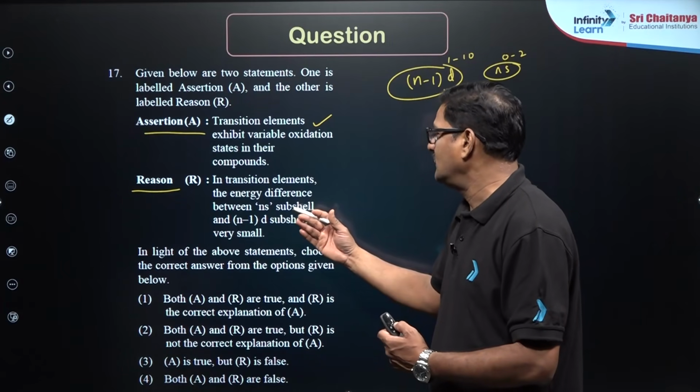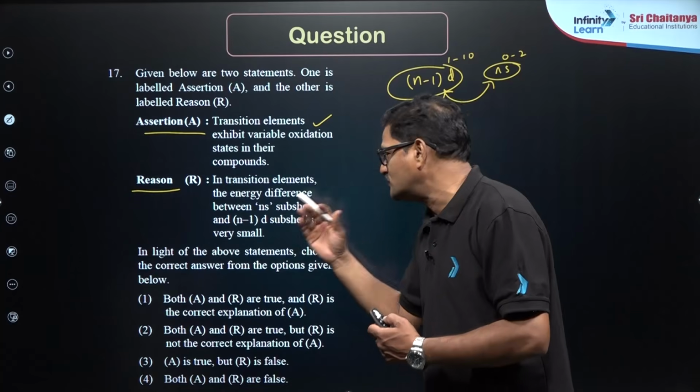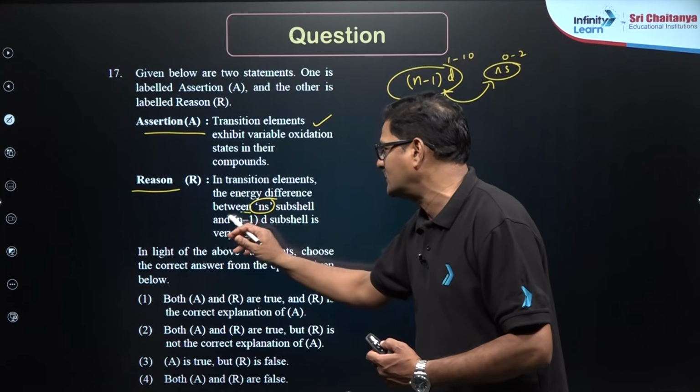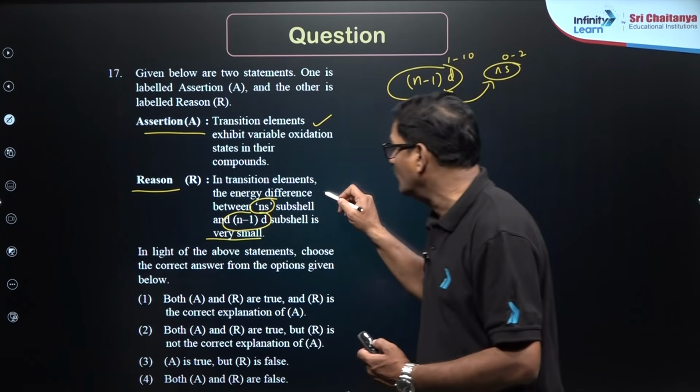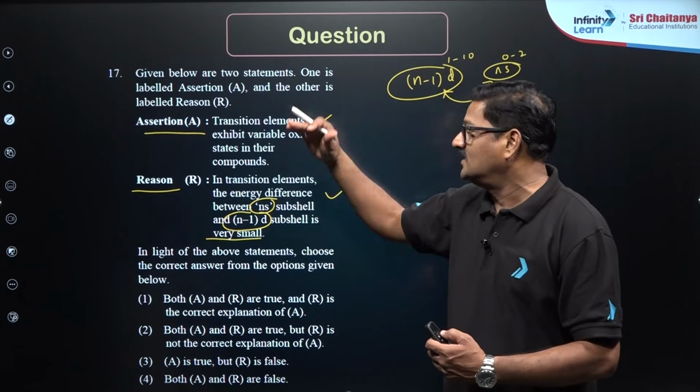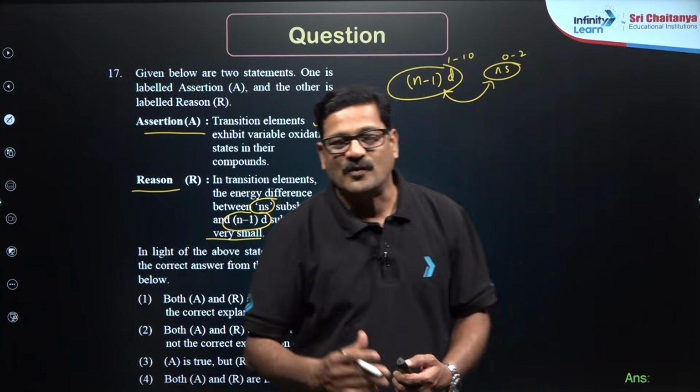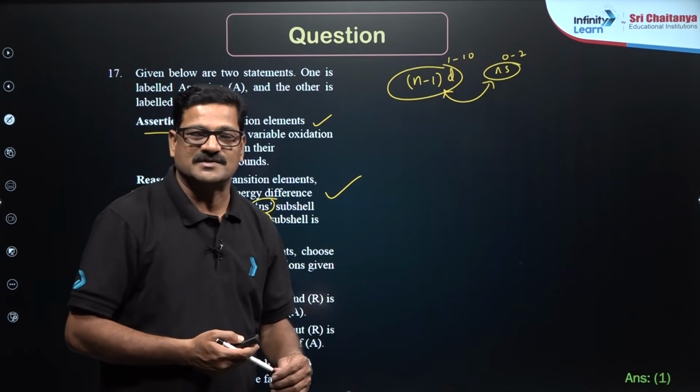So in the transition metal elements, the energy difference between ns subshell and (n-1)d subshell is very small, which actually explains the assertion. So option 1 is the correct answer for this question.